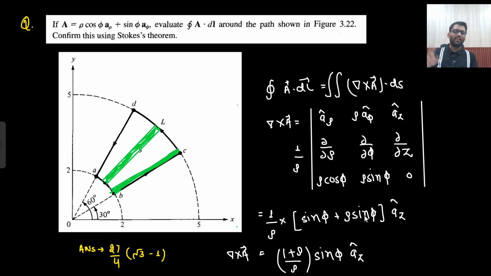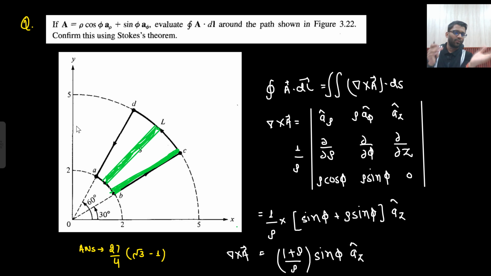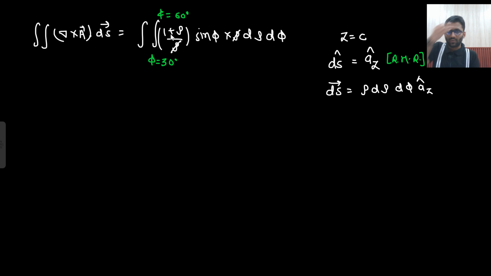So what have we done? First I calculated del cross A. Then I will see ds. What is my ds? Z equals constant. I am able to recognize the surface. Then I got to know that ds is rho d rho d phi. Then I have put it here, rho d phi. Then rho and rho are getting cancelled. Now what will be the direction? Az cap or minus Az cap? Because two directions are possible. I need to see in which loop I am working. So I am working like this, so direction will be plus Az cap. Now Az cap into Az cap. So this is what I am getting, 1 plus rho by rho sin phi rho d phi.